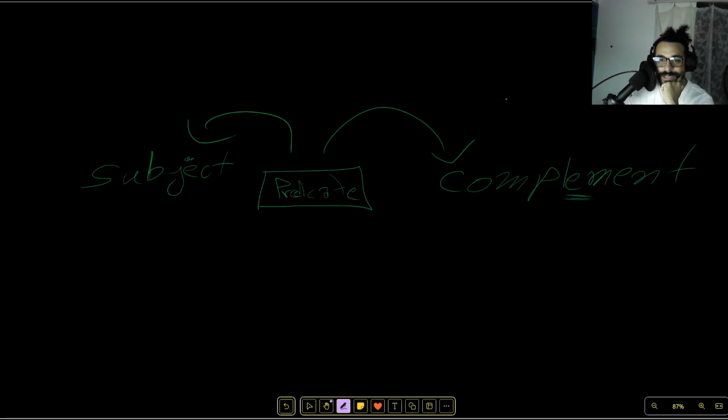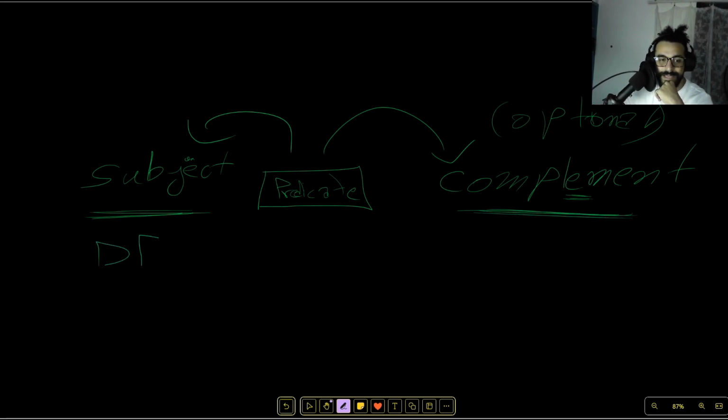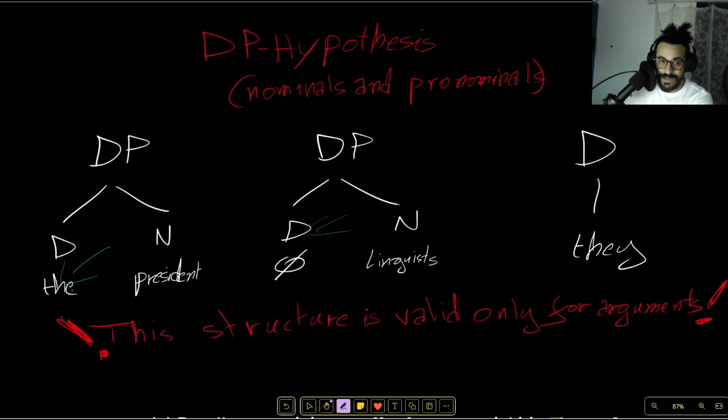So this here is optional. It depends on the predicates. It depends on the language. So what we're saying here is that any nominal or pronominal expression that is occupying this position or this position needs to be a DP. And that DP itself has only three possible instantiations, which are a DP with an overt D, a DP with a covert D, or a D expression, just the pronoun itself.